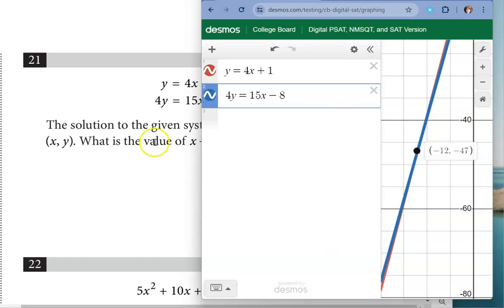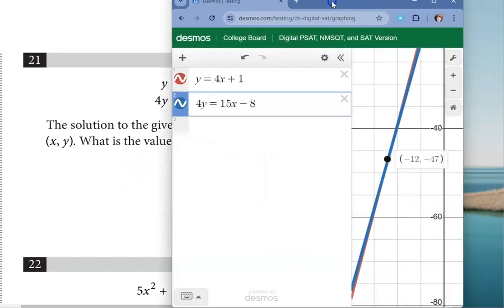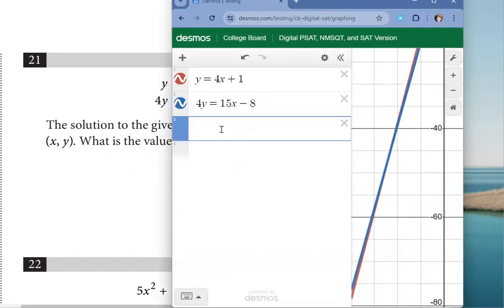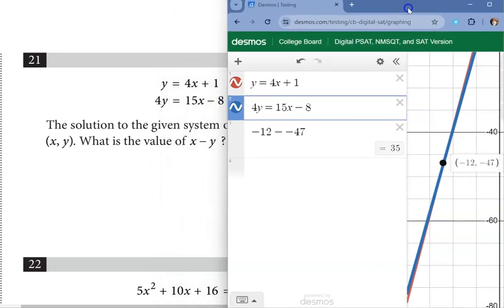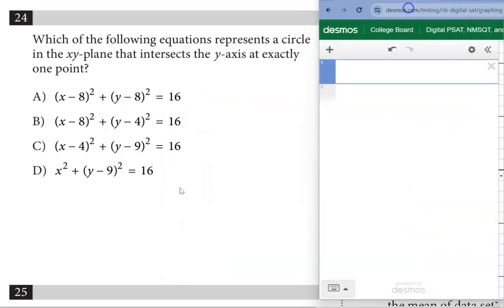And we're supposed to subtract x minus y. So that means negative 12 minus negative 47. So let's see what that is. I'm getting 35. I would double check to make sure you didn't typo the numbers. Negative 12 minus negative 47, and it is 35. So write 35 for this answer to 21.